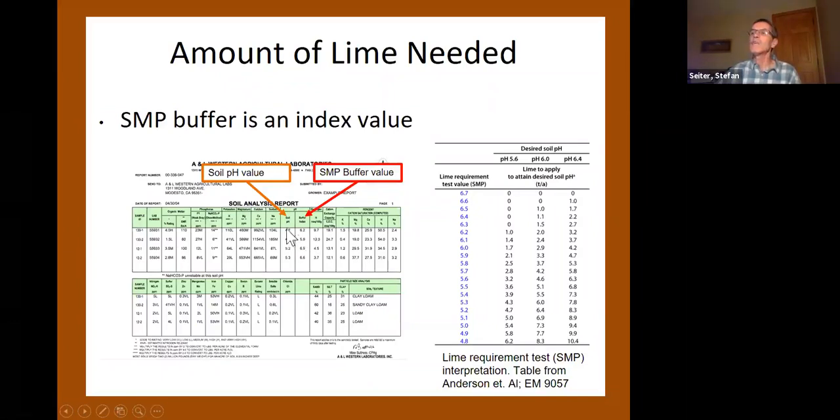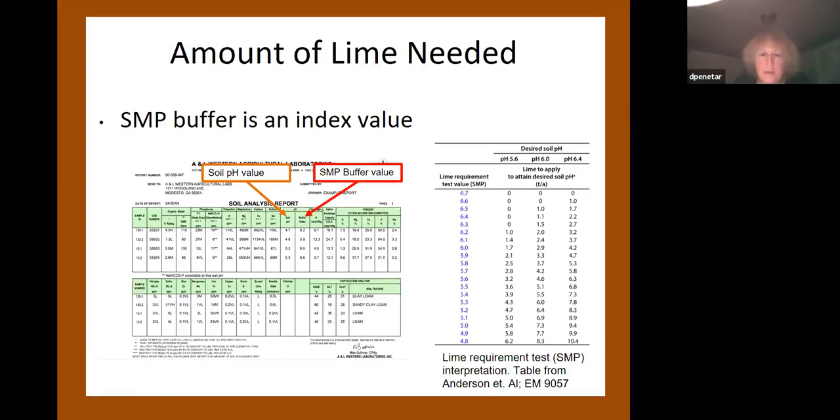Basically, if you have this pH value here, the SMP buffer for sandy soil would look very different than for clay soil. It will also look very different for a soil with a lot of organic matter. There are some problems with that, because sometimes we try to get rid of the organic matter when we sample the soil, but there's still a lot of integrated organic matter in the soil matrix itself. So it's reflected in here.